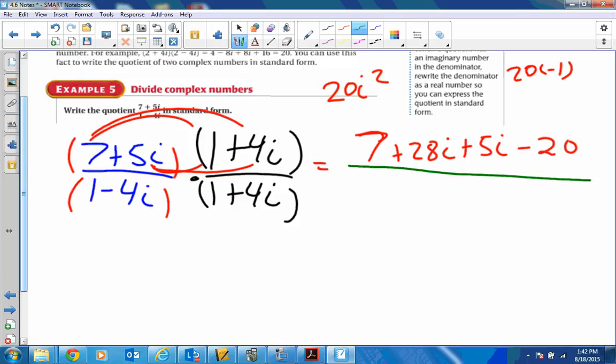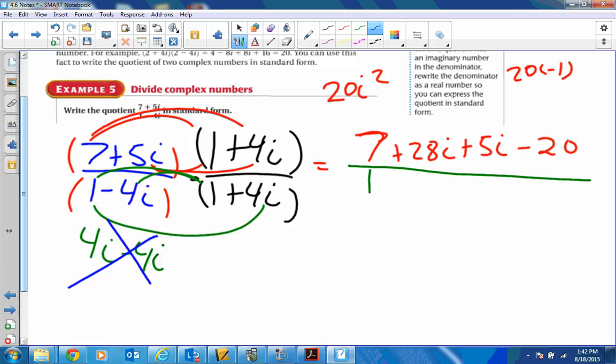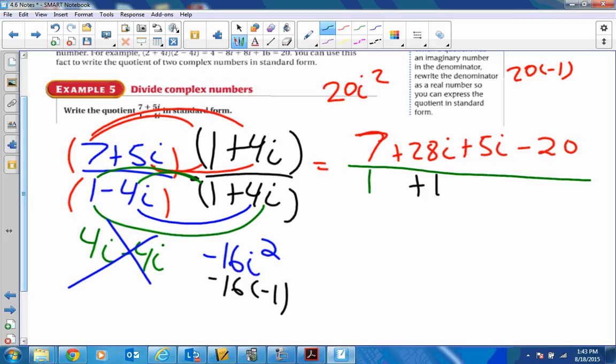Then on this one, we have 1 times 1 is 1, we have 4i, and we have negative 4i. Well, every time you pick the complex conjugate, the two middle terms should cancel out, so you don't even have to worry about multiplying. That's why we do that. And then we have negative 4i times 4i, which would be negative 16i squared. Which again, remember, i squared is negative 1, so that'd make it positive 16. So we got 1 plus 16.